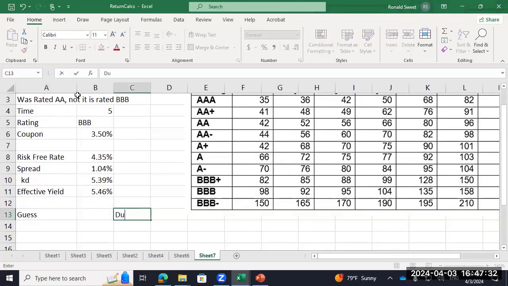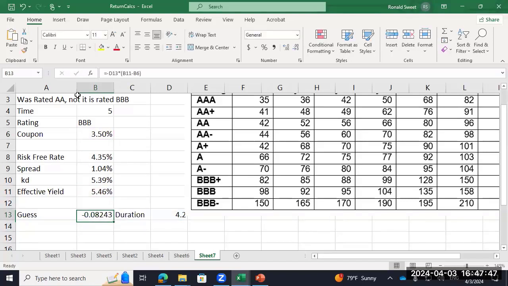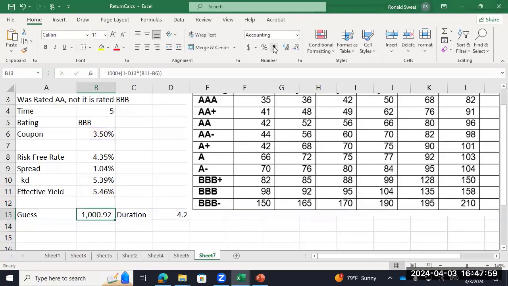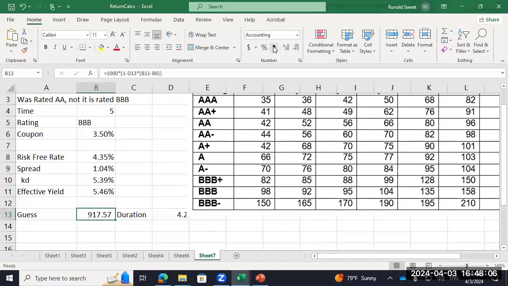I'm going to guess the duration. Let's say 4.2. So you do minus 4.2 times the yield today is 546. It was 350. So the price has fallen 8%. So you take $1,000 times 1 plus that. Oops, what did I do? Times. So I'm thinking the bond's going to be worth somewhere around 917.